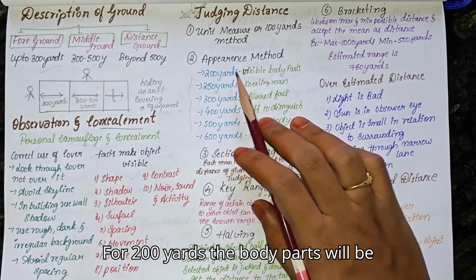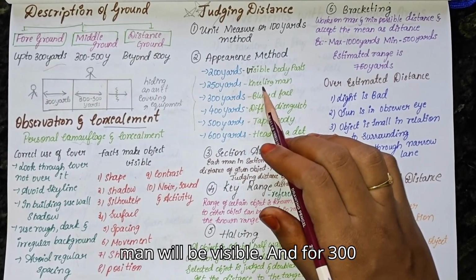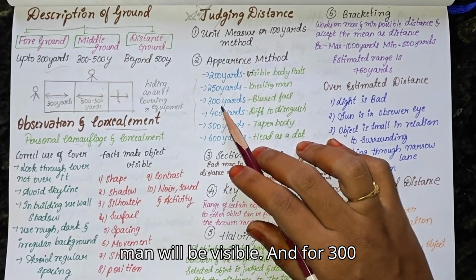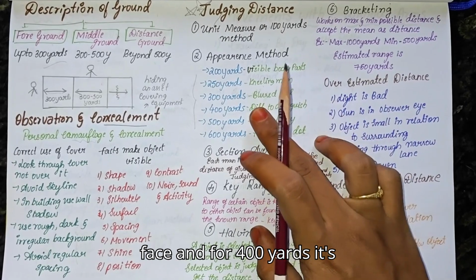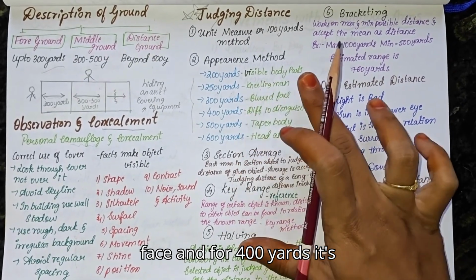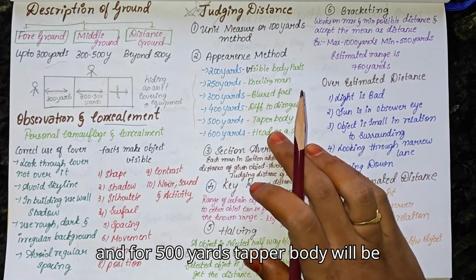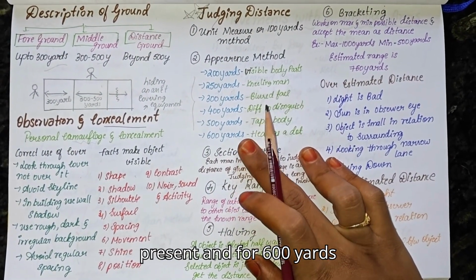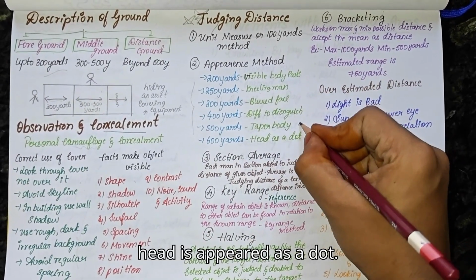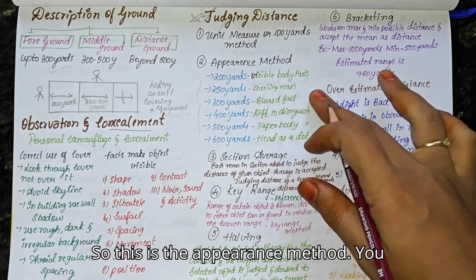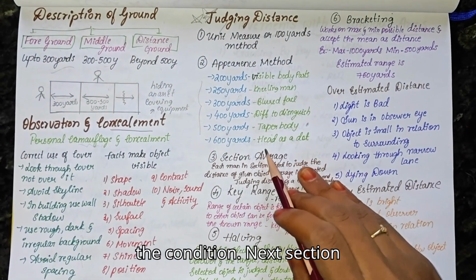For 200 yards, the body parts will be visible. For 250 yards, the kneeling man will be visible. And for 300 yards, will recognize as a blurred face. And for 400 yards, it's difficult to distinguish where is what. And for 500 yards, the upper body will be present. And for 600 yards, head is appeared as a dot. So this is the appearance method. You have to remember for what yards, what is the condition.